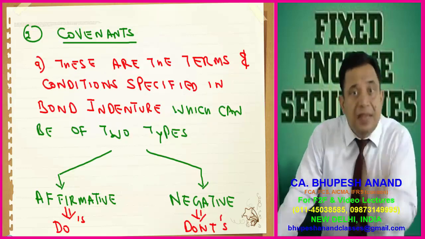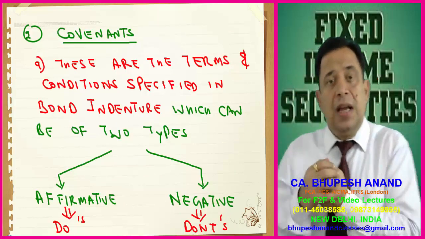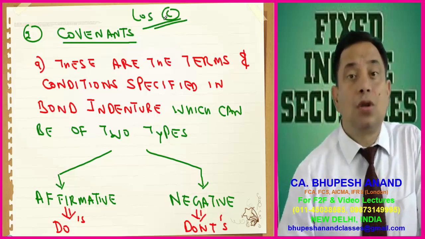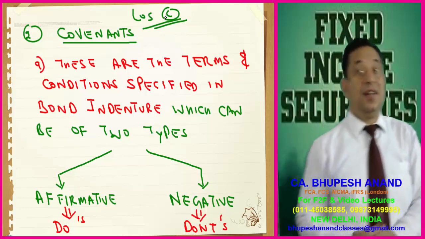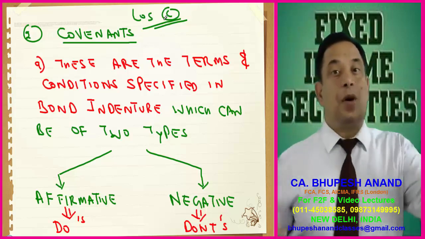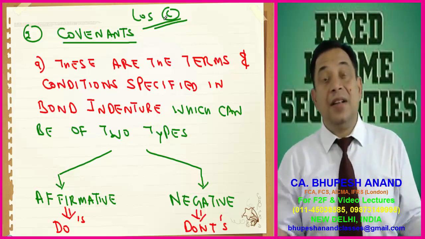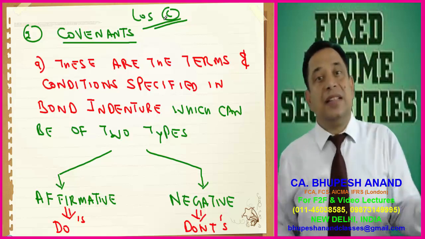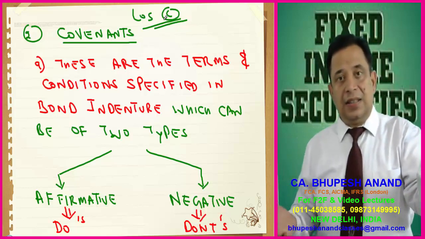This is learning outcome C, which we are going to start with, because learning outcome B we have covered. Now, what is the meaning of covenants? Covenants are those clauses, conditions and terms specified in a bond indenture, which can be of two types: positive and negative. Positive means affirmative. Negative means these things should not be done by the issuer, and these things should be done by the issuer. So this is affirmative, and this is negative.